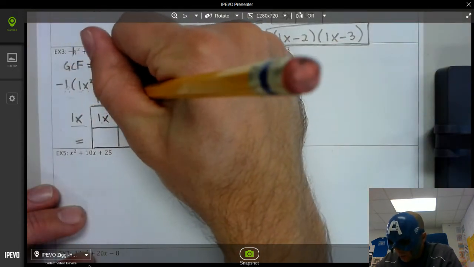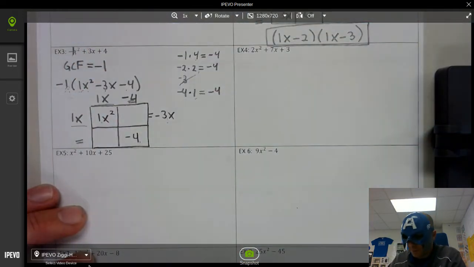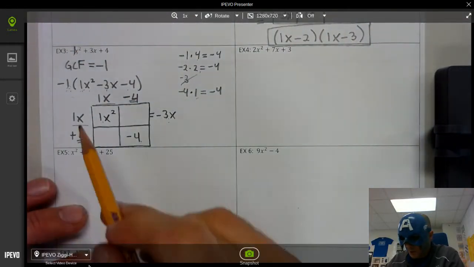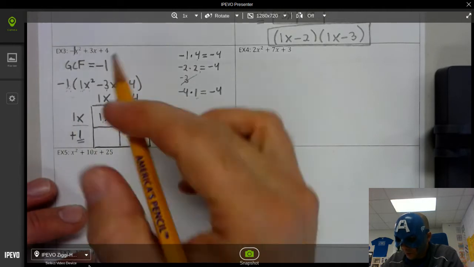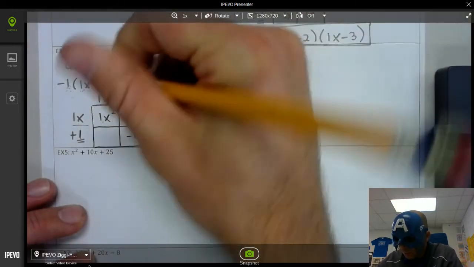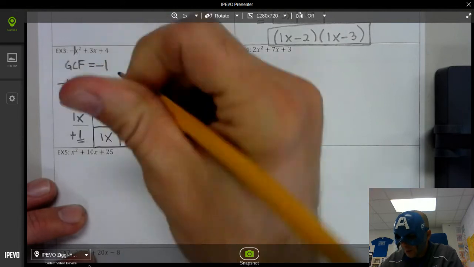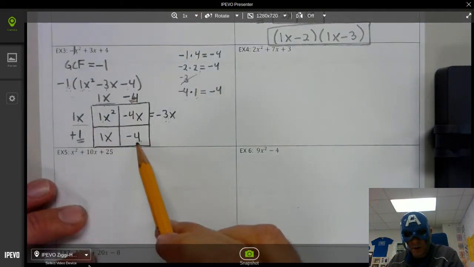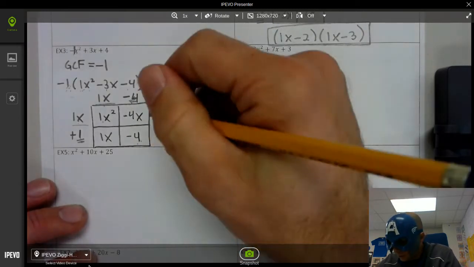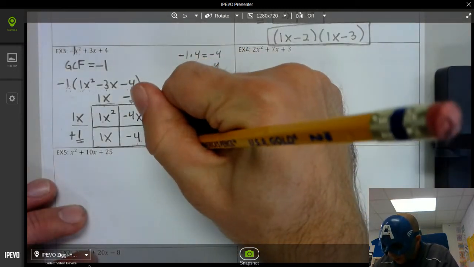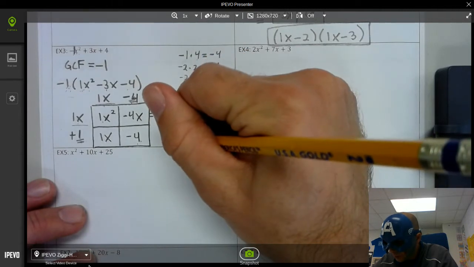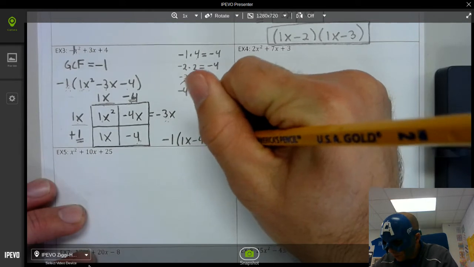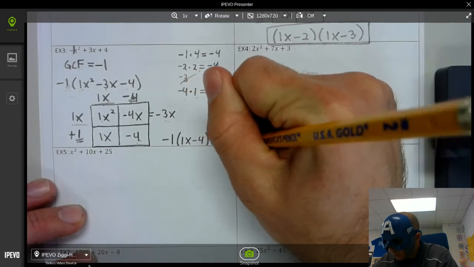So you have x minus 4 and x plus 1. And so 1x times negative 4 is negative 4x. 1 times 1x is 1x. So we combine terms, gives us negative 3x. These multiply to give you negative 4. So we are done. It's factored. And we want to bring back the negative 1, the greatest common factor. So negative 1 times 1x minus 4 times 1x plus 1.